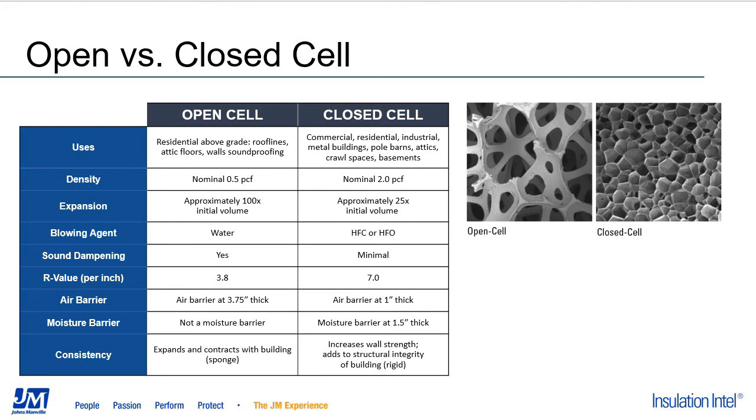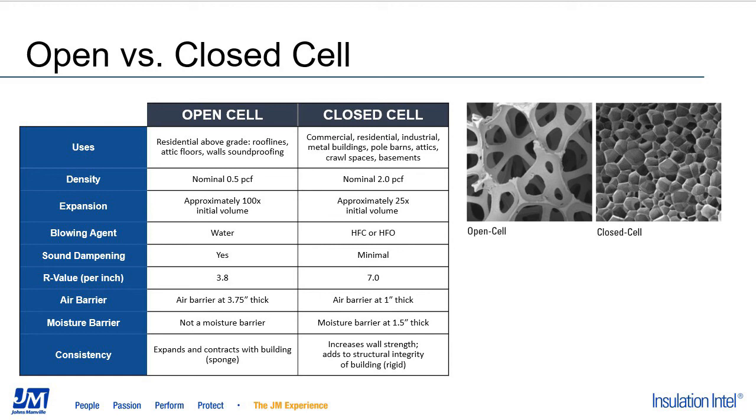Next, I want to talk about the differences between open cell and closed cell products. Imagine that you are washing your dishes by hand in your sink, and you have a pile of soap suds in front of you. Imagine that those soap suds are full of a blowing agent. That's going to be your closed cell product. Each one of those bubbles is going to have the blowing agent trapped inside.